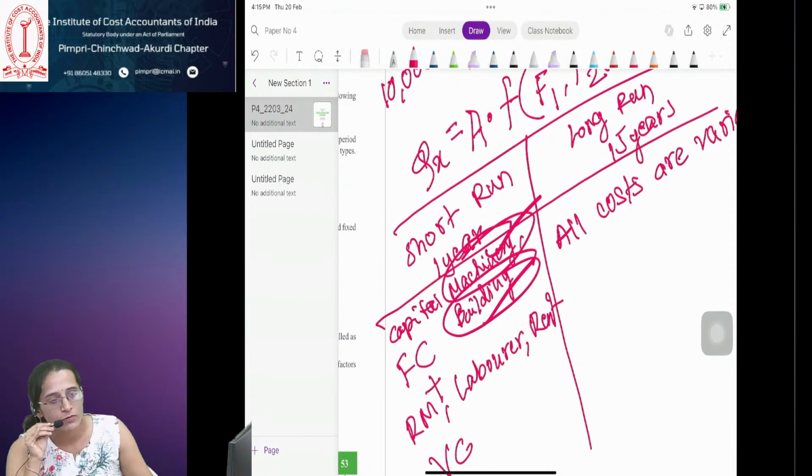What are fixed costs and variable costs in the example? Building. And what are variable costs?